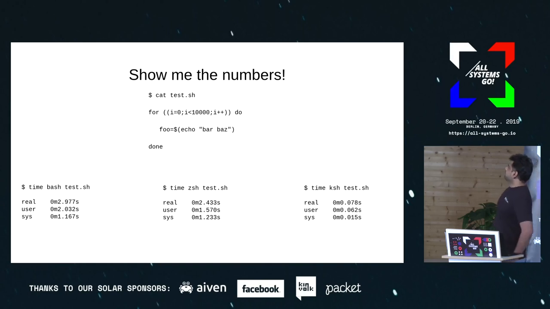This is a very simple script, which runs a for loop 10,000 times, and it runs a subshell inside the for loop. And when I run this script on my system under Bash, it took 2.9 seconds. On zsh, it takes 2.4 seconds. With KornShell, it takes 78 milliseconds. It's so fast. No one uses it today. Why is that?